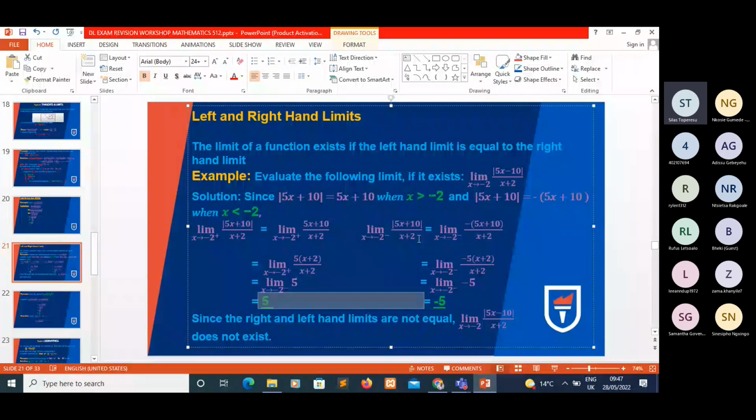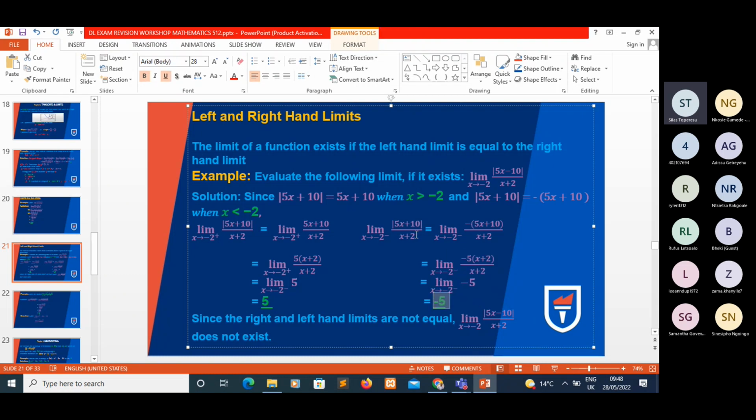The same applies here. Approaching from the negative side, you put a negative outside because it's approaching from the negative side, which means this negative is going to multiply inside this 5x plus 10. Now you can factor out 5. When you factor out 5, you are left with x plus 2 inside here. But x plus 2 can cancel with x plus 2 at the bottom. When it cancels, you are left with the limit of -5. Then your answer is simply going to be -5.